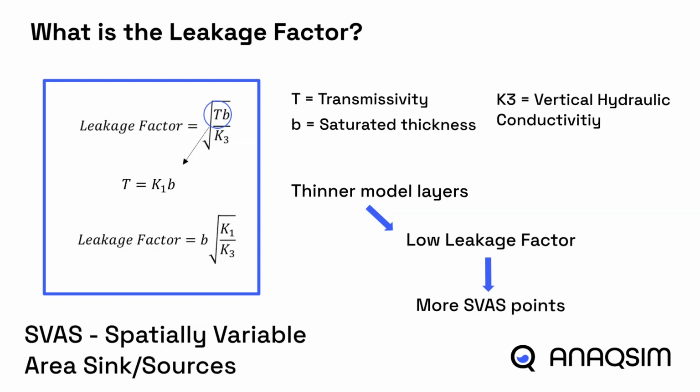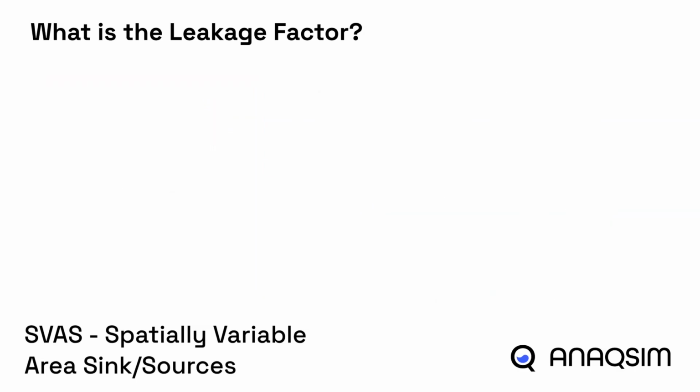If you're simulating an isotropic system where K1 equals K3, you'll also end up with a low leakage factor, requiring more SVAS points. But in reality, most natural systems aren't isotropic. Horizontal hydraulic conductivity is usually much higher than vertical, so this usually isn't an issue. Vertical hydraulic conductivity is rarely measured directly, but a common assumption is that it's at least 1/10 of the horizontal hydraulic conductivity.